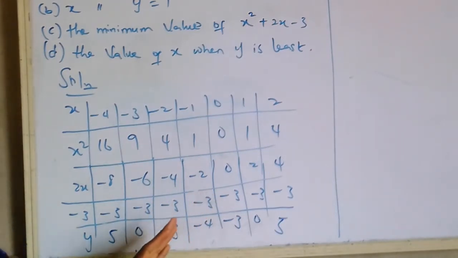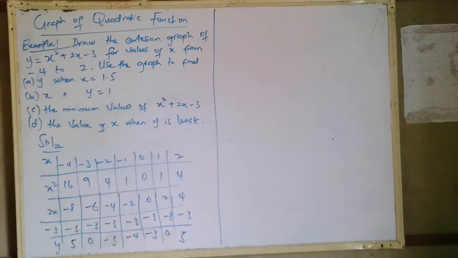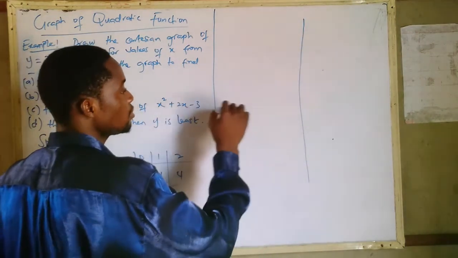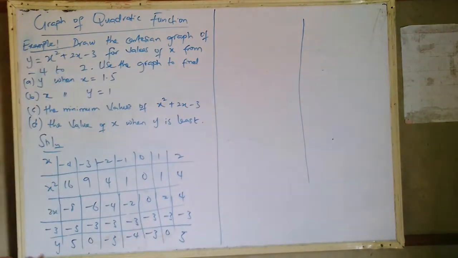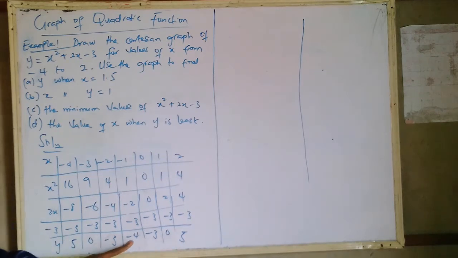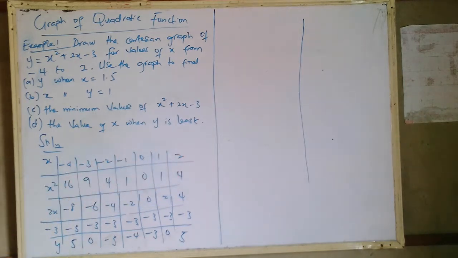Now, this is our table. The rest is now to plot your graph. After plotting your graph, you now start finding all of this. How do I plot my graph again? Just as I taught in our last class. What's the highest value of my y? 5, isn't it? Plus 5. The lowest value of my y is minus 4. The highest value of my x is 2. The lowest is minus 4 in this case.